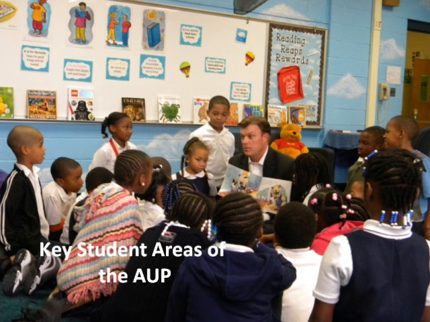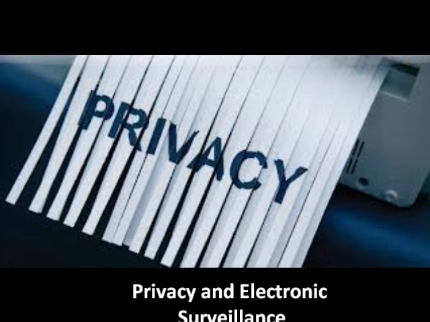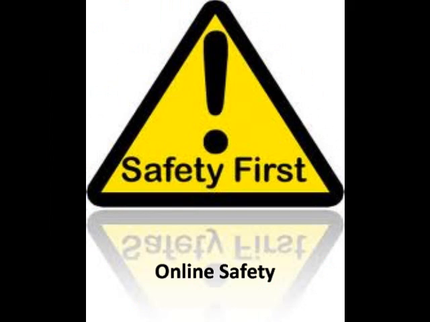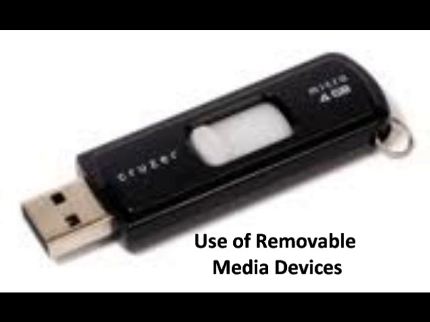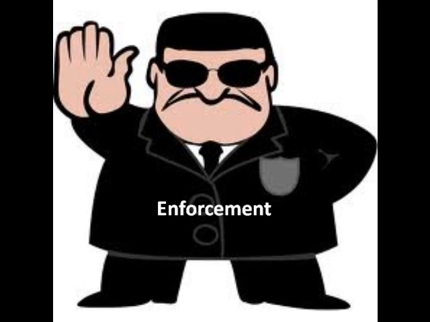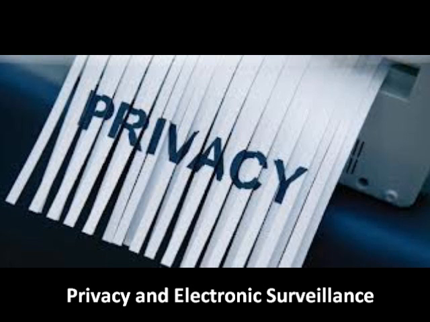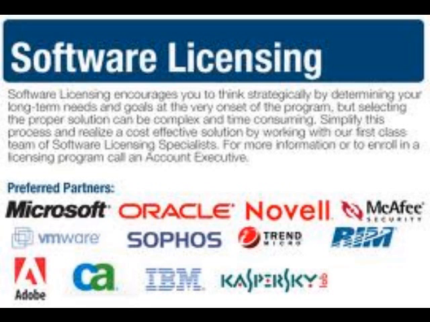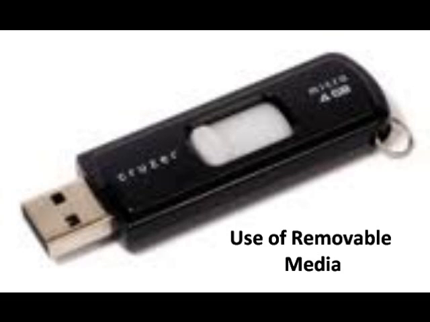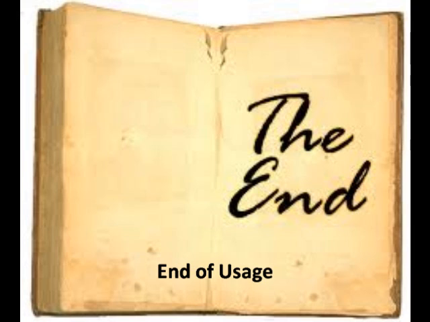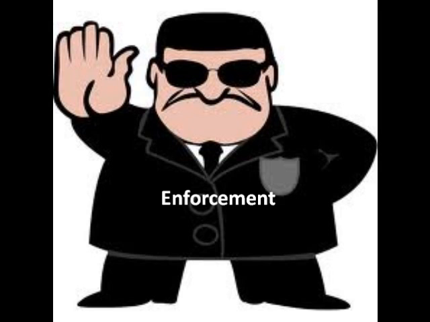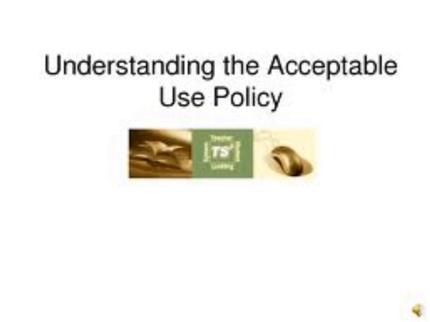Key areas for students are privacy and electronic surveillance, the use of the internet, cyberbullying and online safety, use of removable media, violations, enforcement, and penalties. Key areas for staff include privacy and electronic surveillance, software licensing, use of email, the use of the internet, use of removable media, end of use, violations, enforcement, and penalties.